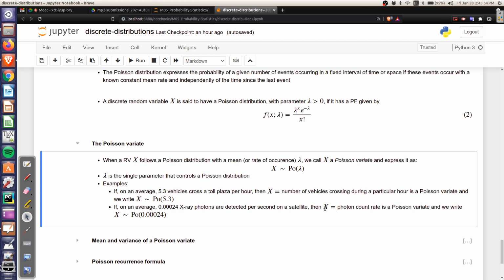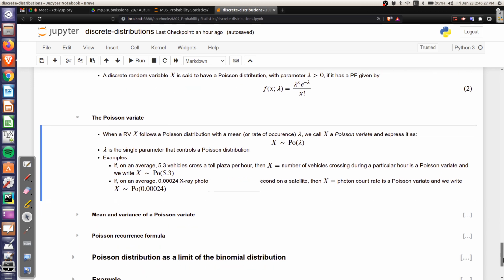Then I can talk about a random variable, which is basically the photon count rate. What is the rate at which photons are being detected? So what is rate? Rate is per unit time. So count rate means the number of photons per unit time. So x is the photon count rate. So this becomes a Poisson variate, and we can write this x as a Poisson variate with parameter 0.00024. So these are two examples of Poisson variate, and as you can see, these are very, very useful in our practical experience. So that's a Poisson variate.